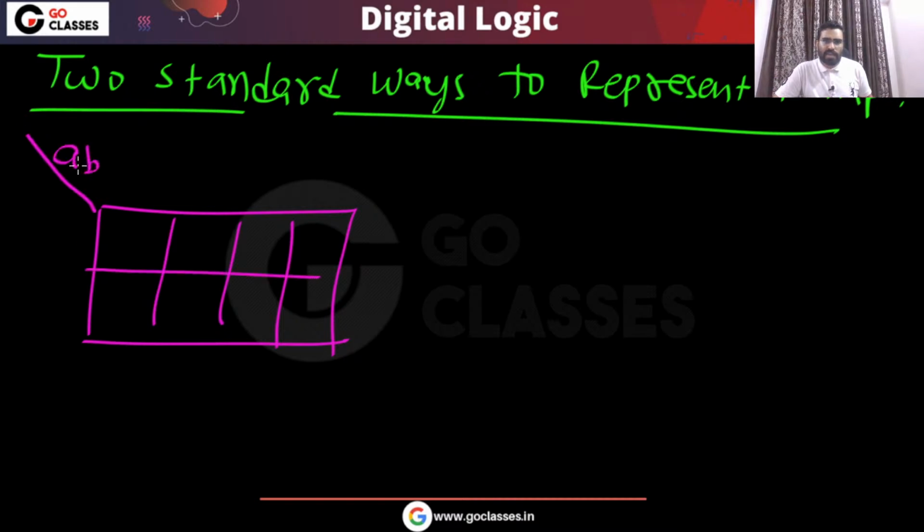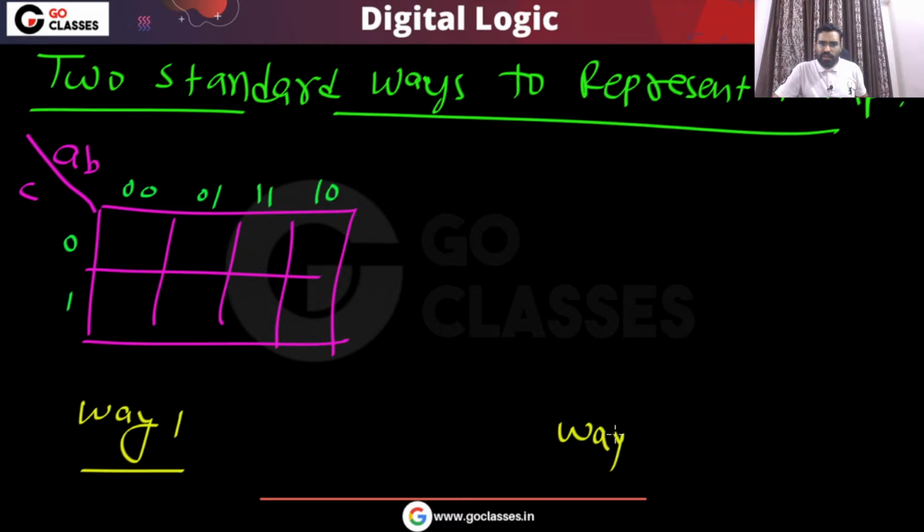Let's assume these are the variables A, B, C. Now either you can represent it like this: 0 1 0 0 0 1 1 1 1 0. This is one way. If you write it like this, this is your way 1. And what is way 2?